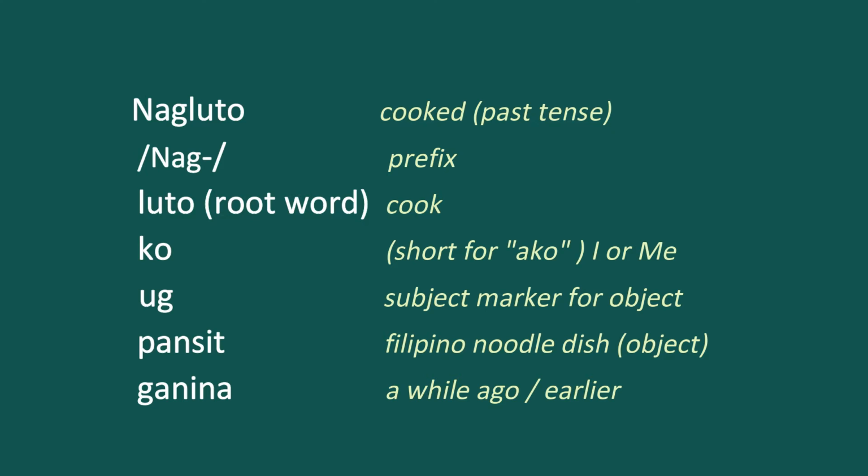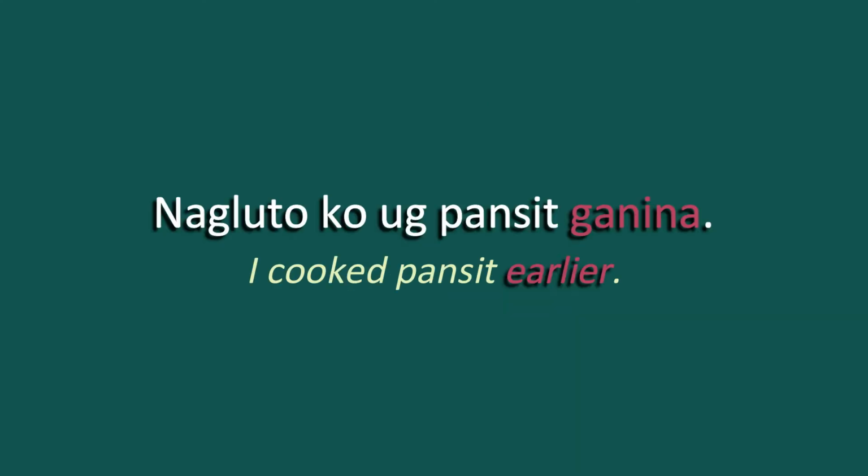Og is our object marker. The word pancit is a Filipino noodle dish, and in this sentence it is the object. Ganina means earlier. So putting that sentence together, we get Nagluto ko og pancit ganina. I cooked pancit earlier. The sixth time adverb is early, which is sayu.